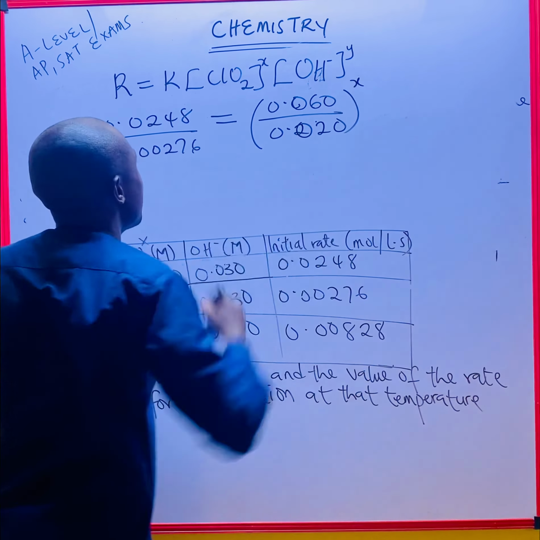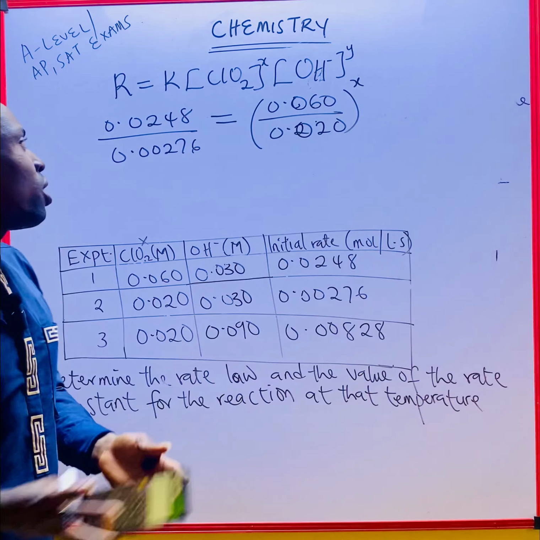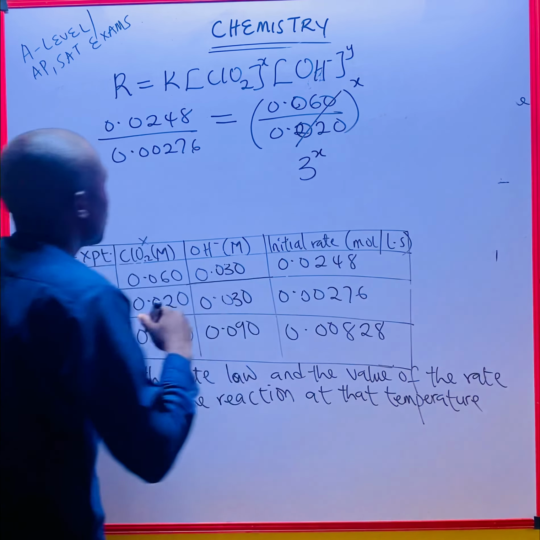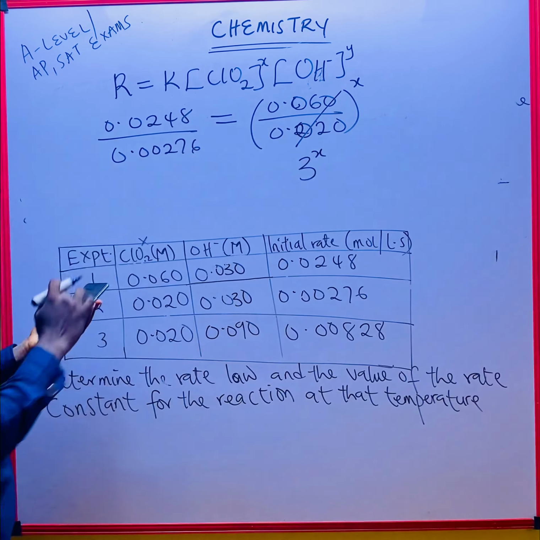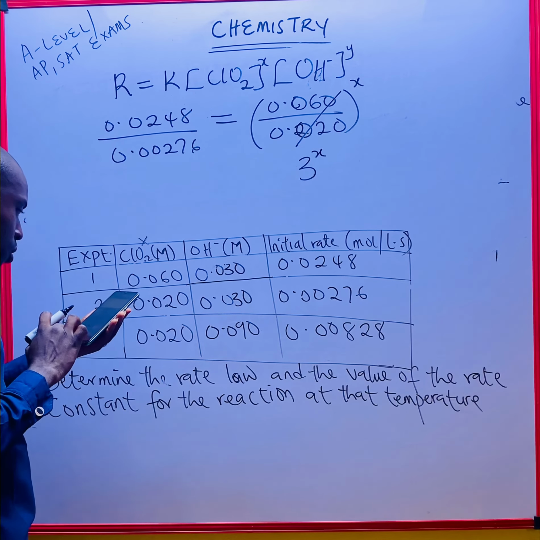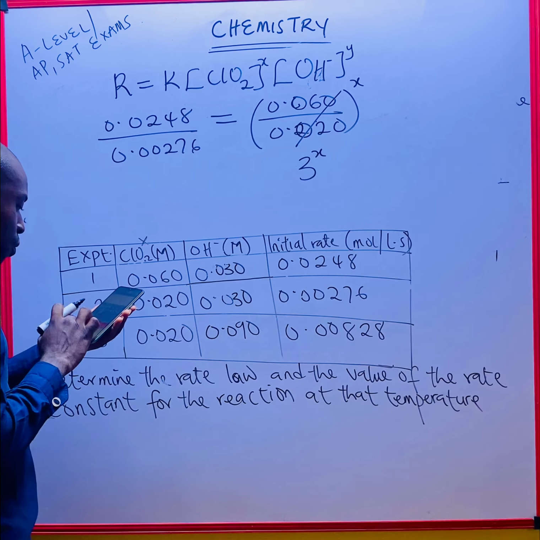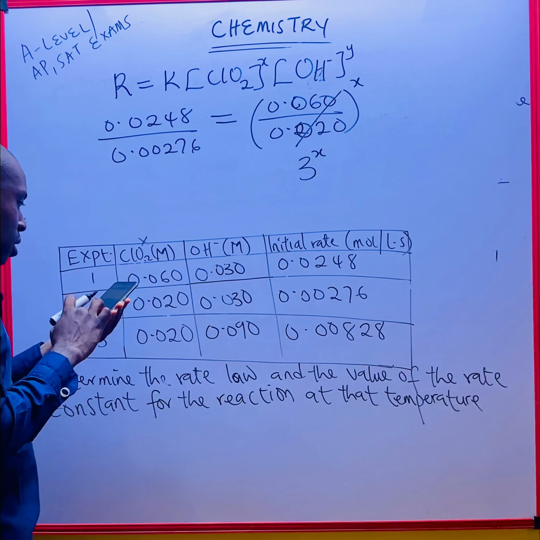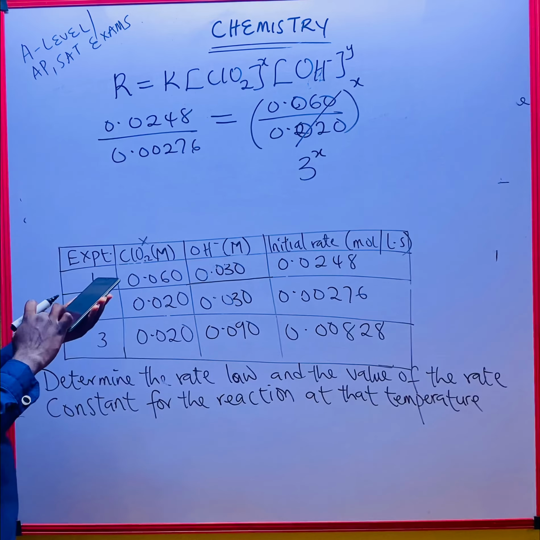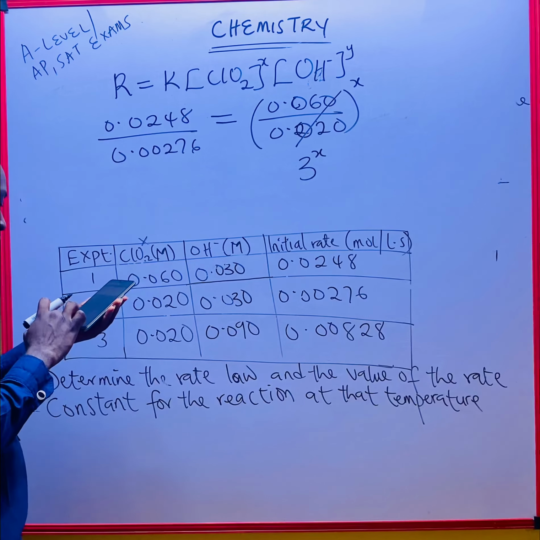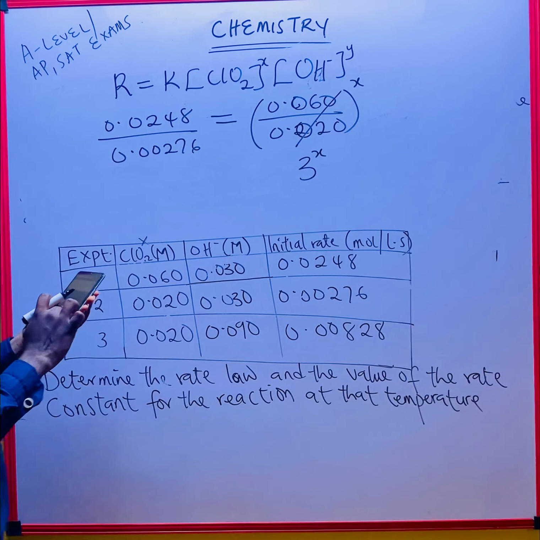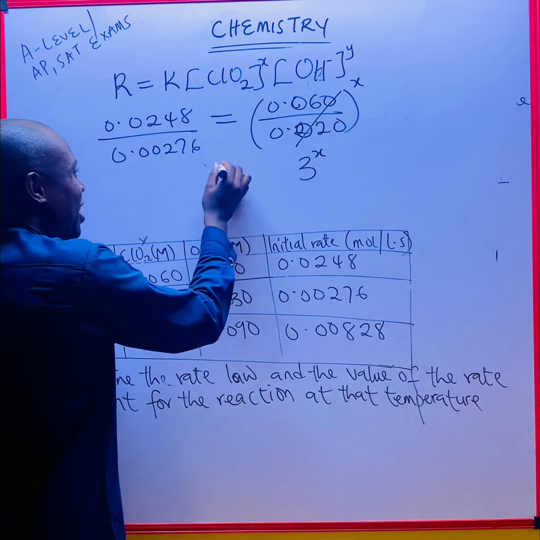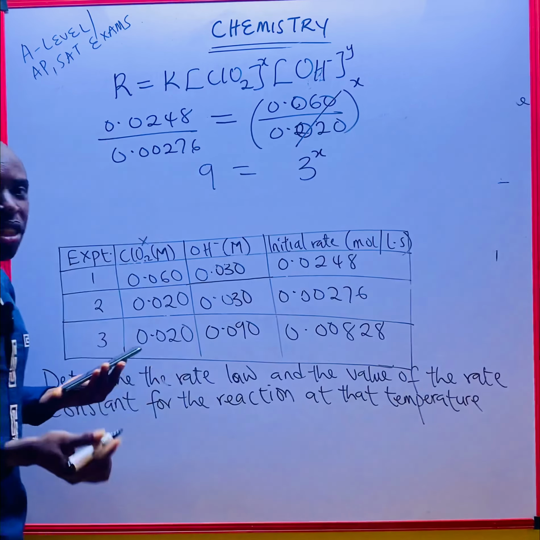Here is what now? X. So if I use my calculator, it will give me 3 raised to power x when I divide 0.0248 by 0.000276. It is what now? 8.9, which is approximately 9. Of course, in our previous video, we talked about it.